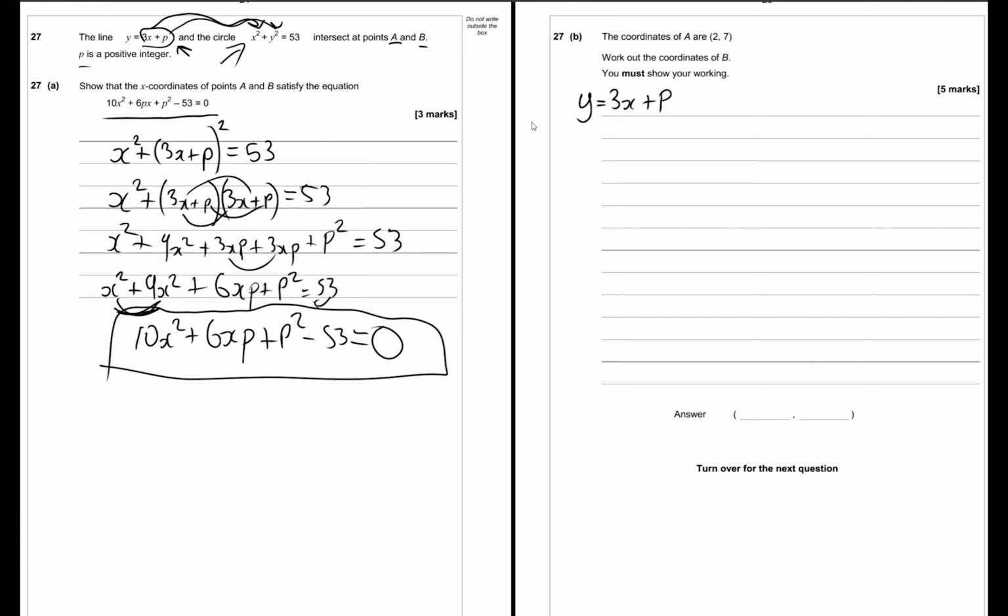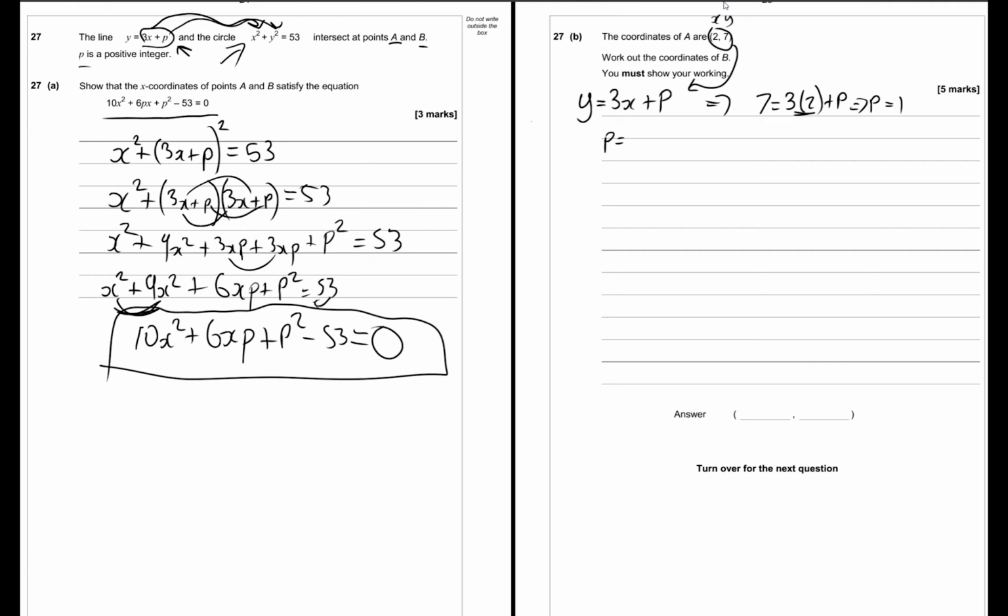So what do we want to do? Let's use the coordinates of A to find out p. So we can substitute these into here, where x is 2 and y equals 7. So this is going to give us 7 equals 3 times 2 plus p. And solving this for p is going to give us p equals 1. So you're just going to get 6 here and then move it to the other side.